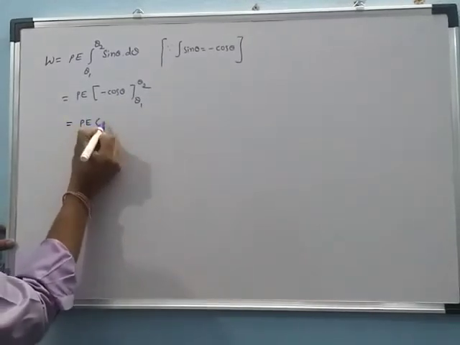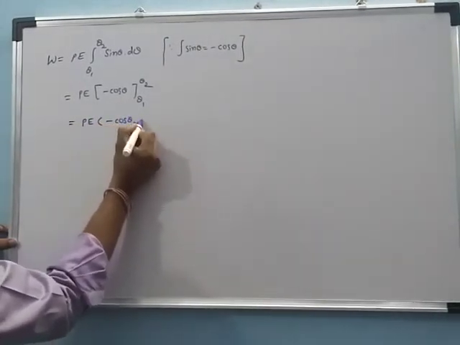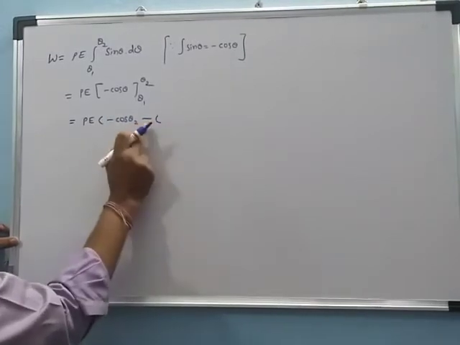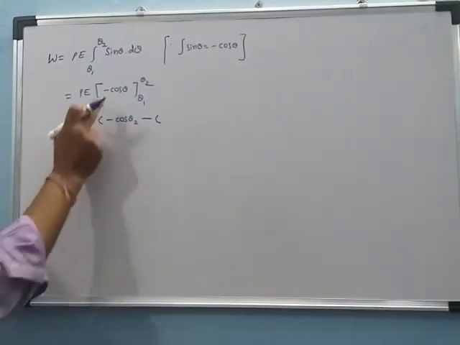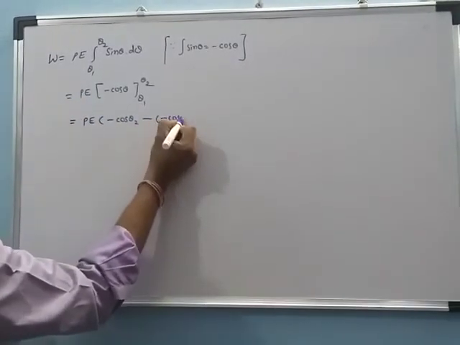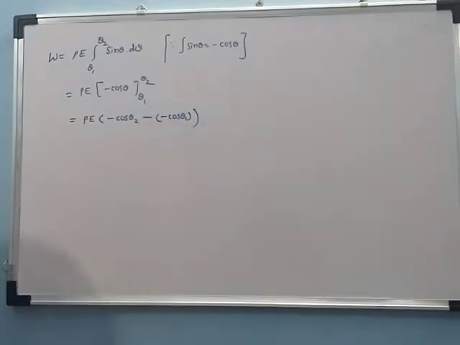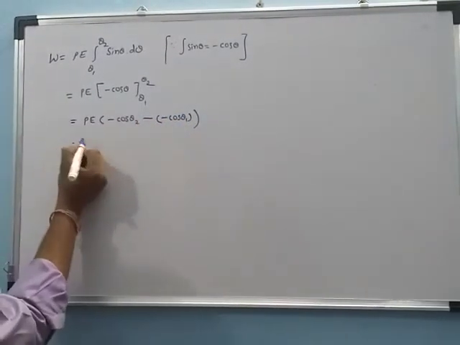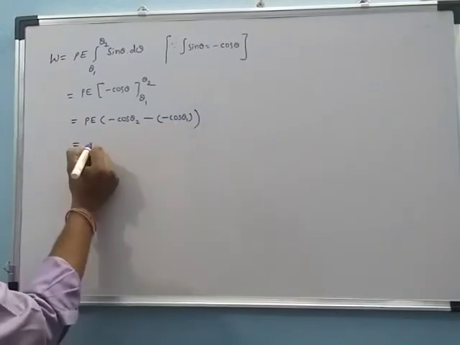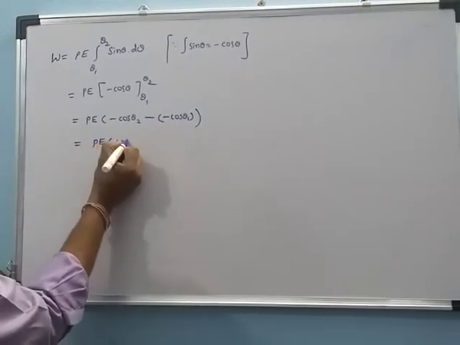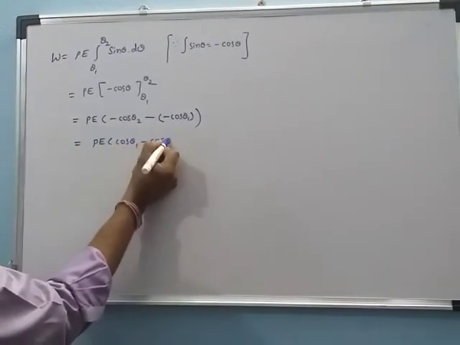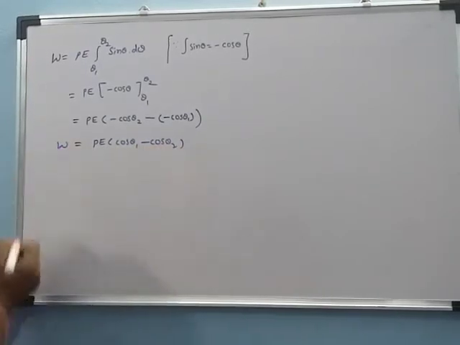PE into minus cos theta 2. Already there is a minus in the formula, and here also there is the minus cos theta 1. See, minus into minus is plus. Now the plus value we write as the first term and the minus value as the second term. W is equal to PE into cos theta 1 minus cos theta 2. This is the work done.